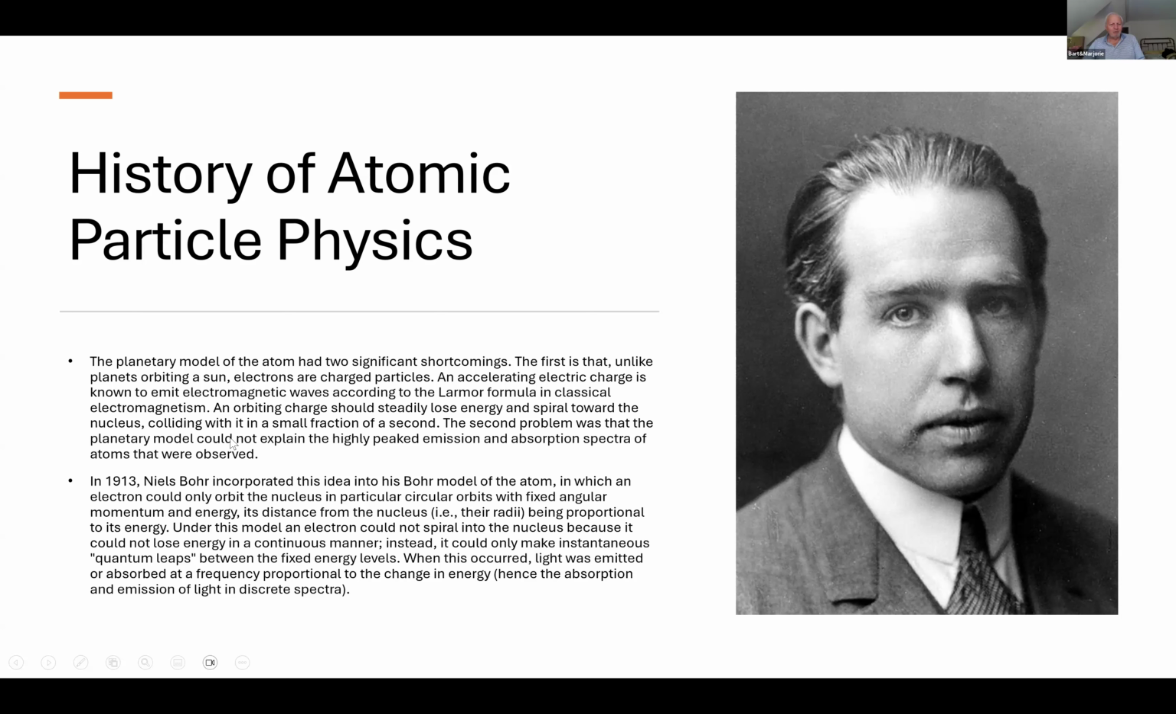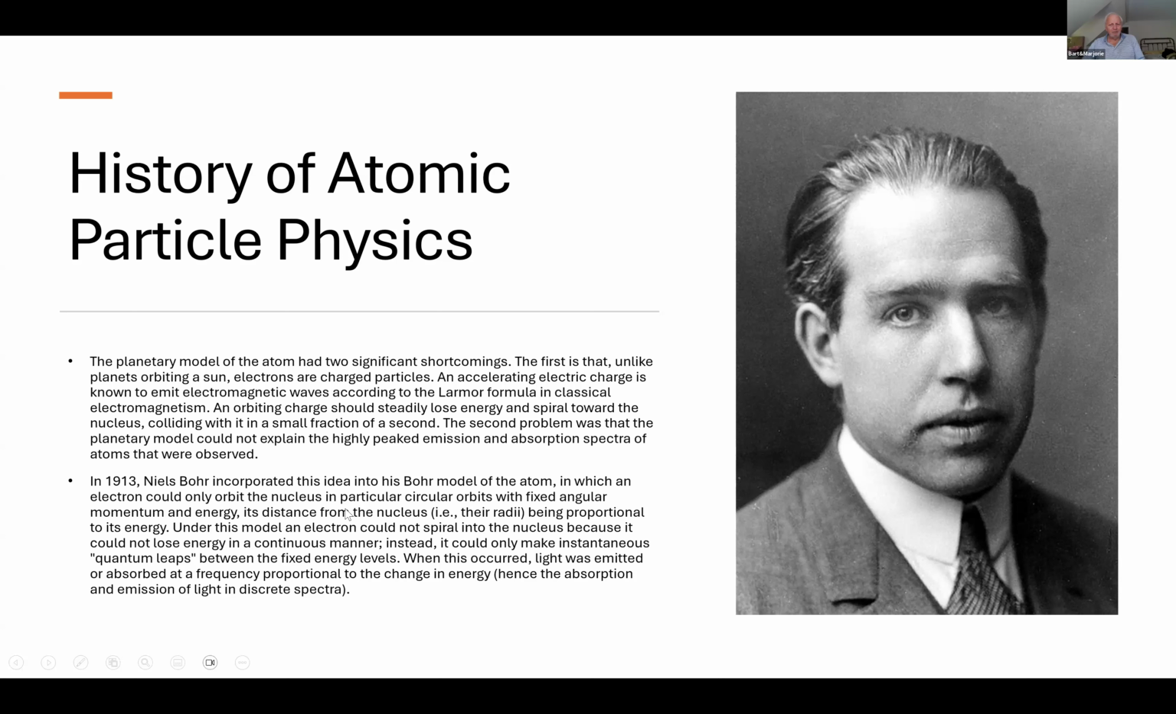And the second problem was that the planetary model couldn't explain how there were these highly peaked emission and absorption spectra of atoms. When you shot energy at it, you either got things absorbed or emitted, but they occurred in unique bands, spectra that were unique to that particular atom or that particular material.